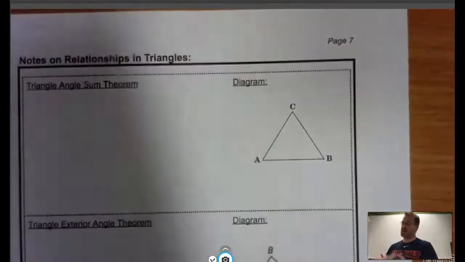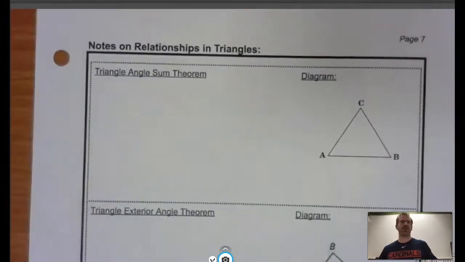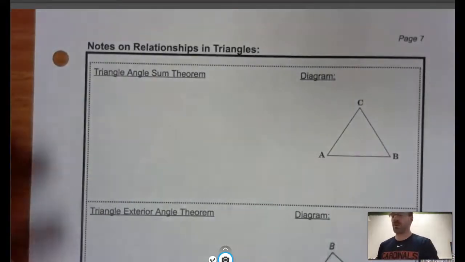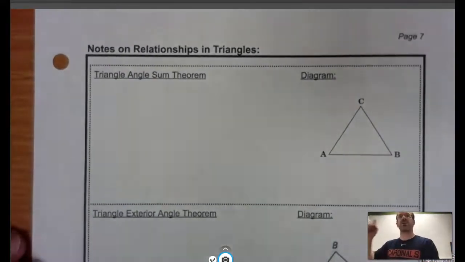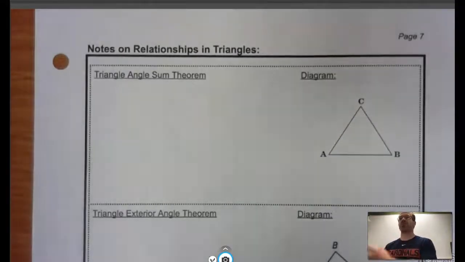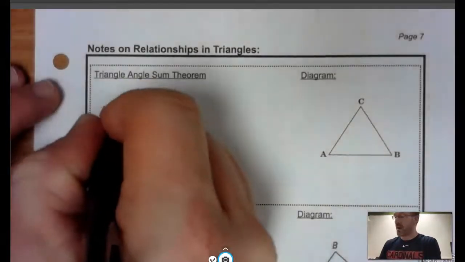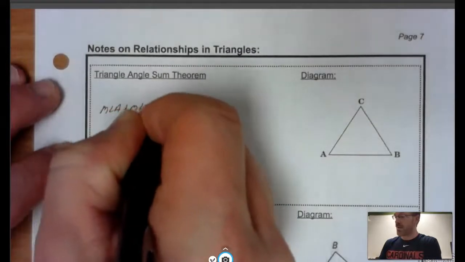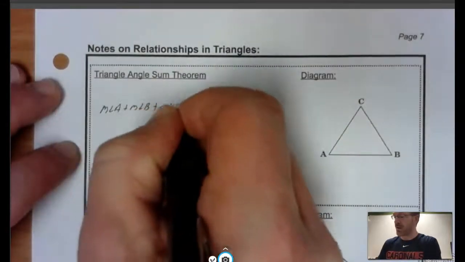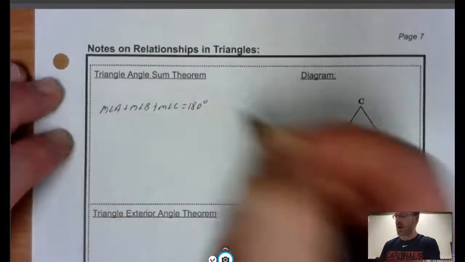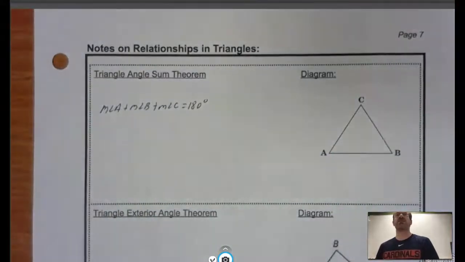Now, when we flip the page here to page 7, we have the triangle sum theorem. Now what the triangle sum theorem says is that every time we add the three angles in a triangle, so the measure of angle A plus the measure of angle B plus the measure of angle C, it will always add up to be 180 degrees.